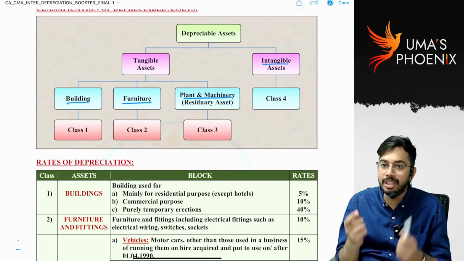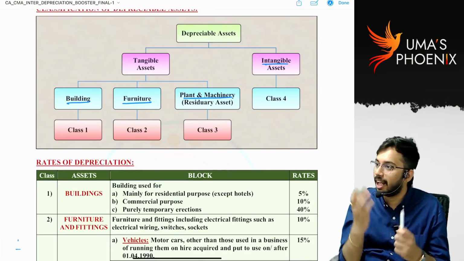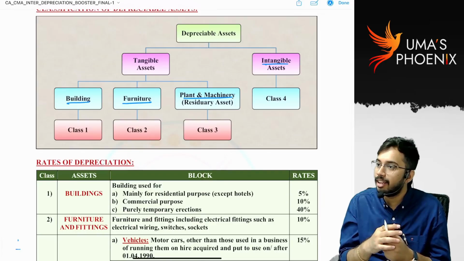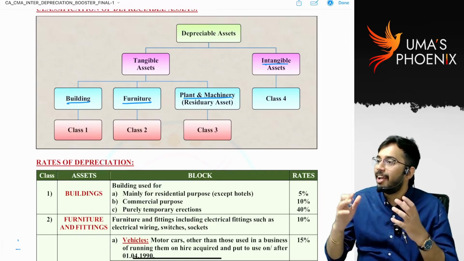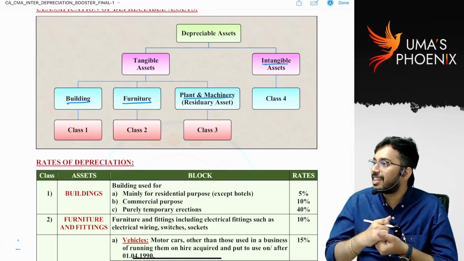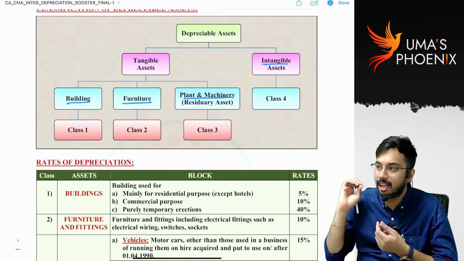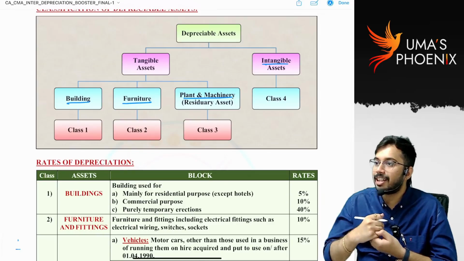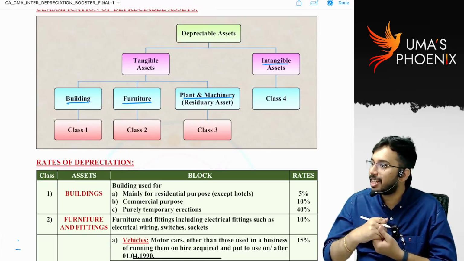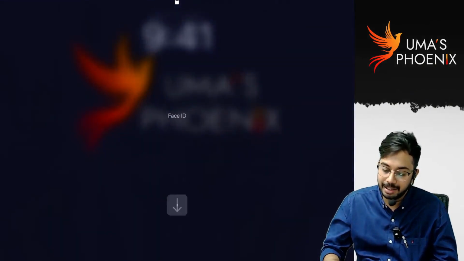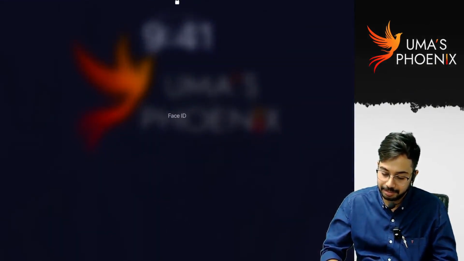A doctor is doing surgery with surgical instruments, knife, dissection, scissors. Whether surgical instruments are furniture, whether they are buildings, whether they are intangible assets, no, right? They are considered as plant and machinery. Is it clear?